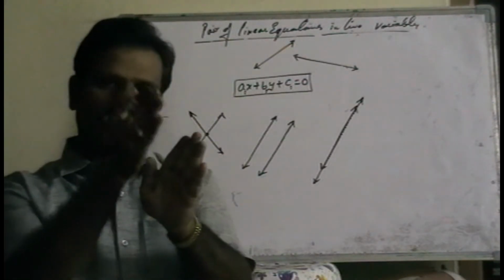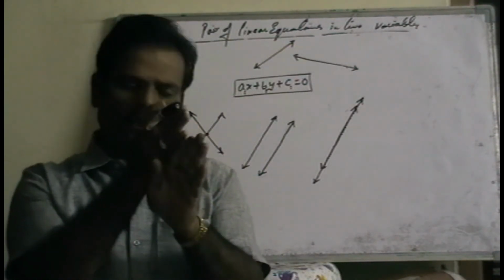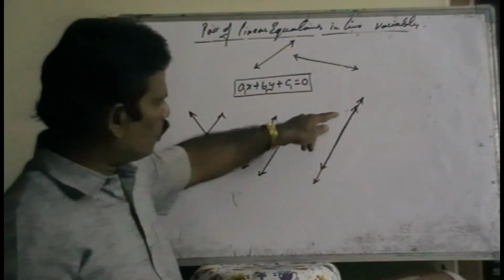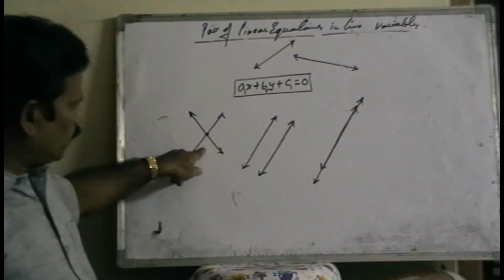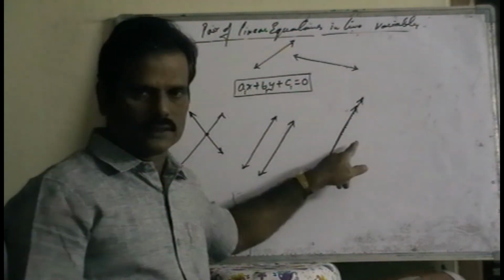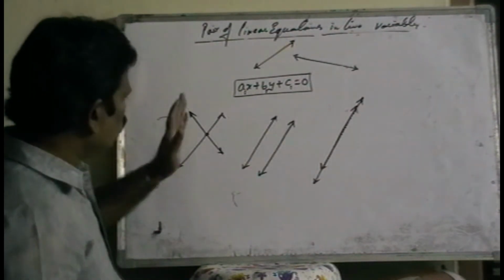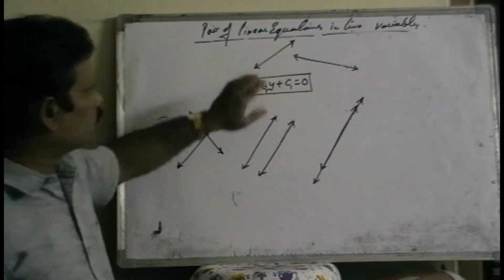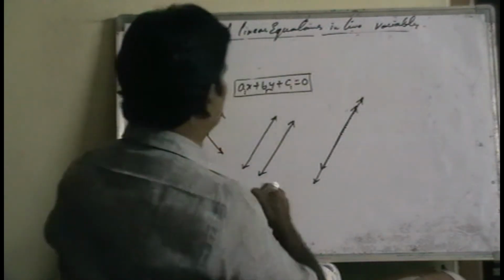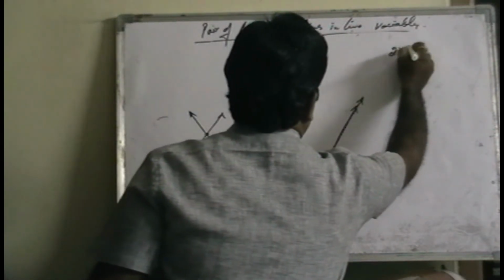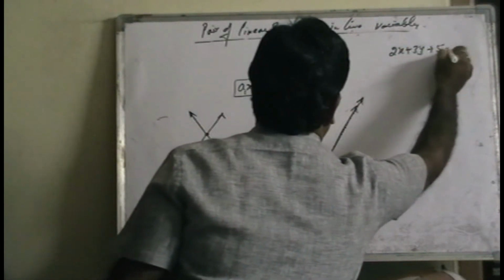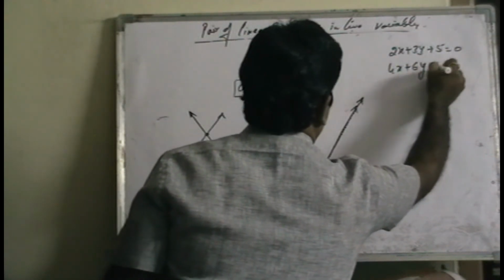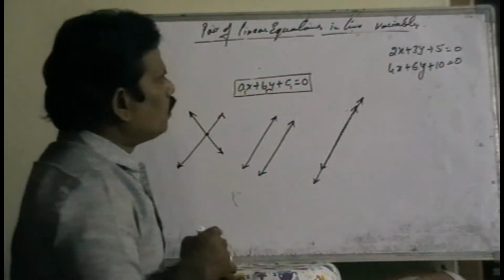Coincident means every point coincides. Every point lies on both the lines. That is called coincident lines. Intersecting lines, parallel lines, coincident lines. Now, what are the properties? How can you say about the given two lines? Here two equations are given. One is 2x plus 3y plus 5 is equal to 0, and one more, 4x plus 6y plus 10 is equal to 0.